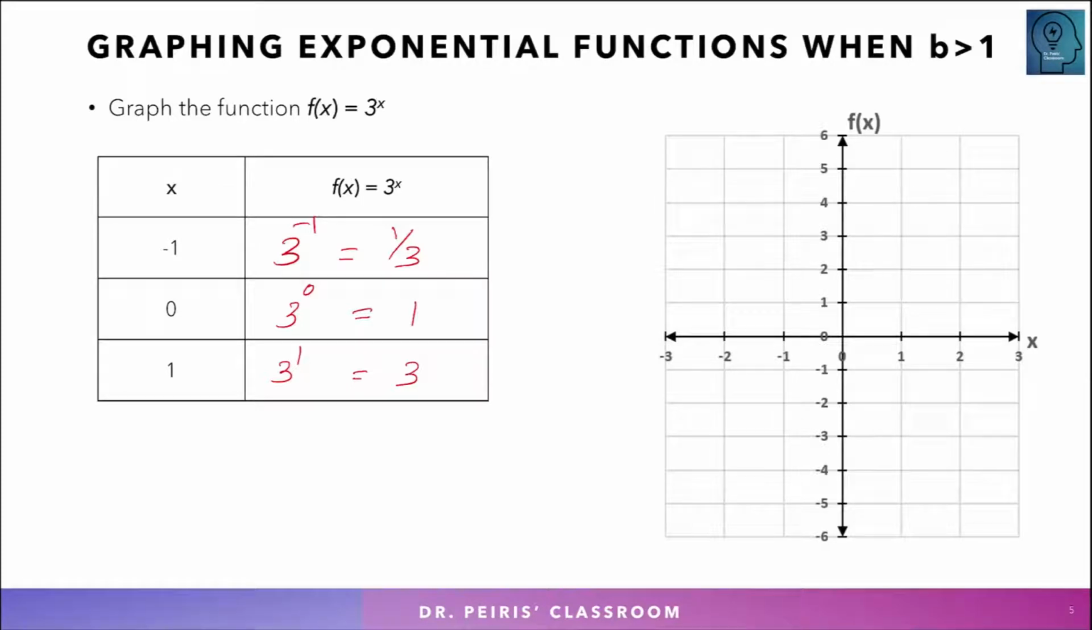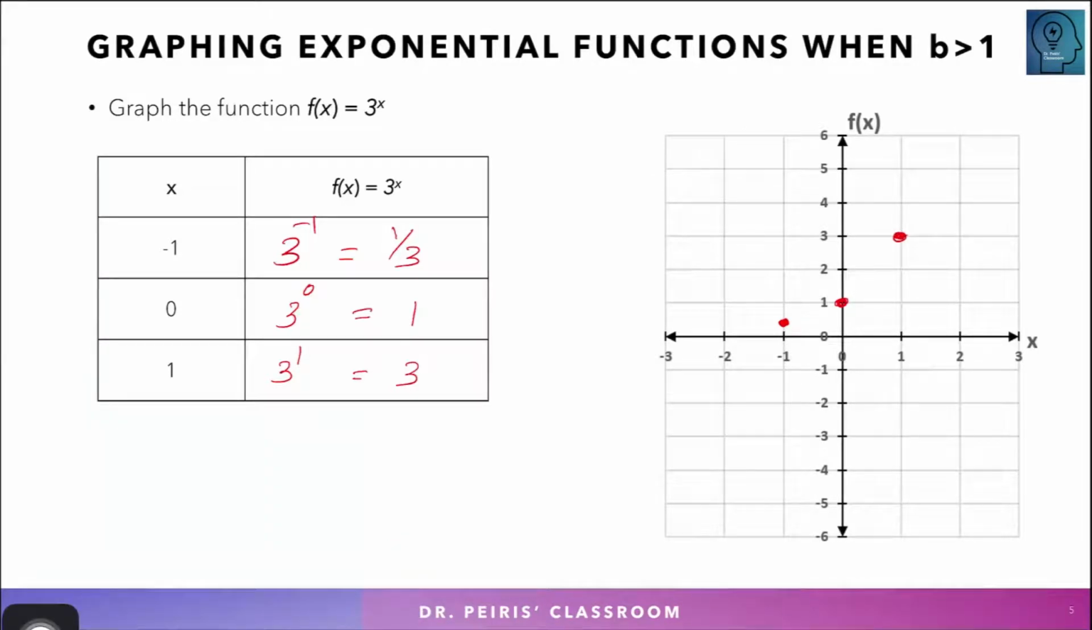So now we can plot these points. The first point is at -1, 1/3, somewhere here. The second point is 0, 1. The third point is 1, 3.